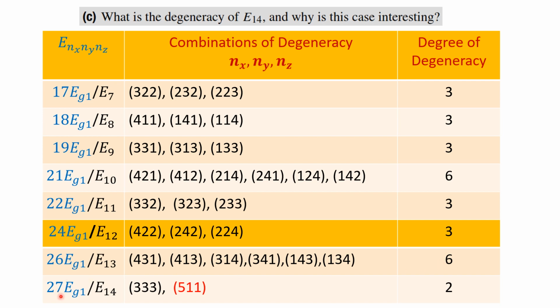Now, a very interesting case: you come to 27. It can be obtained by 3 squared plus 3 squared plus 3 squared, 27 EG1. So all three are the same, so naturally you will not get any degeneracy. But because of that number, accidentally we will also get 27 by adding 5 squared plus 1 squared plus 1 squared. So you are not supposed to get degeneracy when all three states are the same. However, here the situation is different. You will get another combination by squaring and adding 5 1 1. So here the degeneracy level is 4. That is a very interesting case for E14.